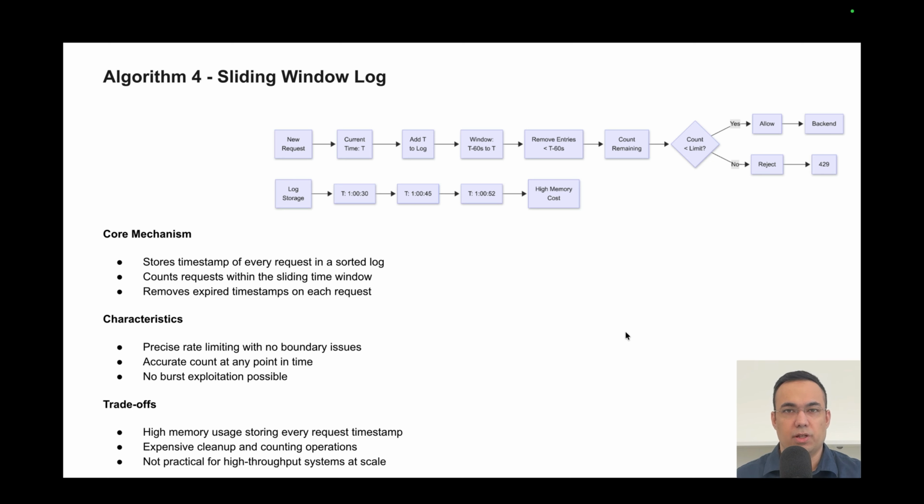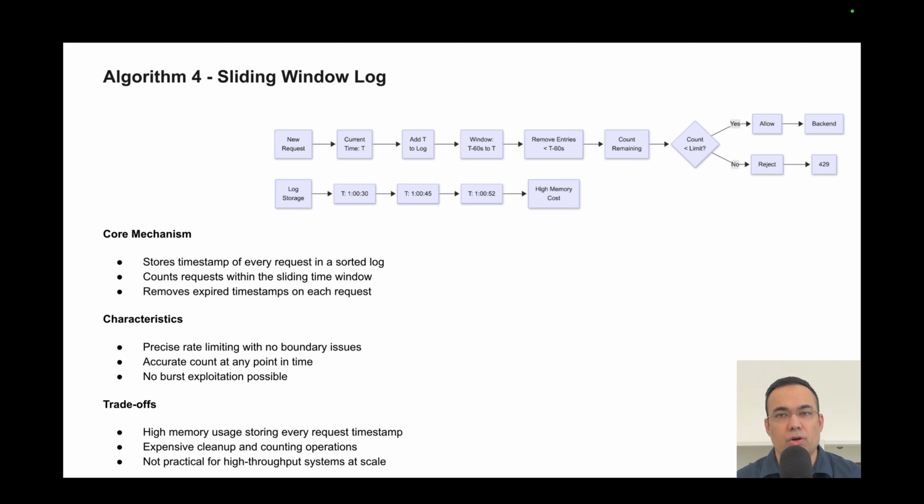Now let's talk about the fourth algorithm, the sliding window log. The algorithm provides perfect accuracy but at a significant cost. The core mechanism works like this. We store the timestamp of every request in a sorted log. When a new request comes in, we count all the requests within the sliding time window. We remove the expired timestamps that have fallen outside the window. If the count is under the limit, we allow the request and add the timestamp to the log.